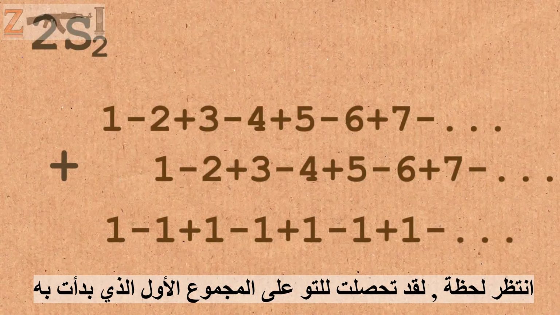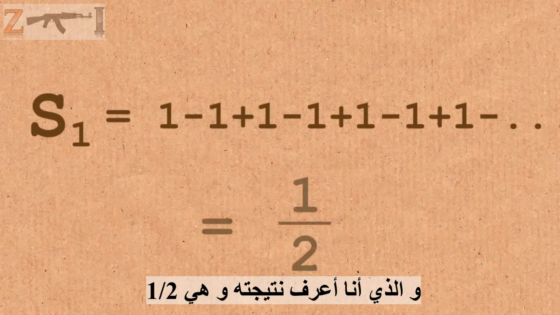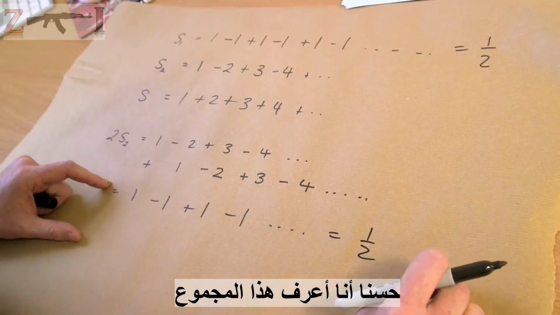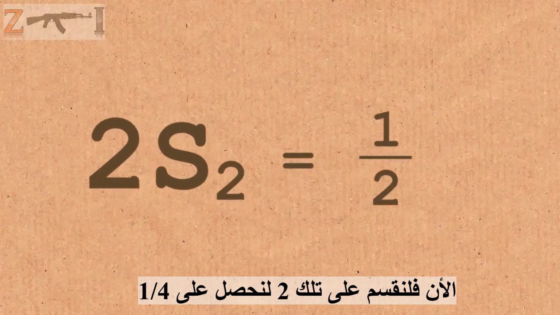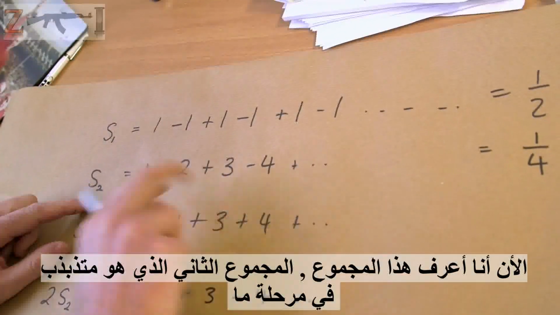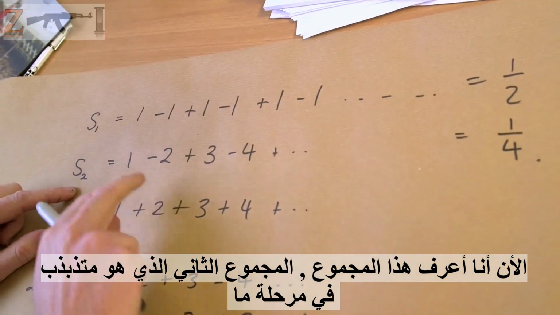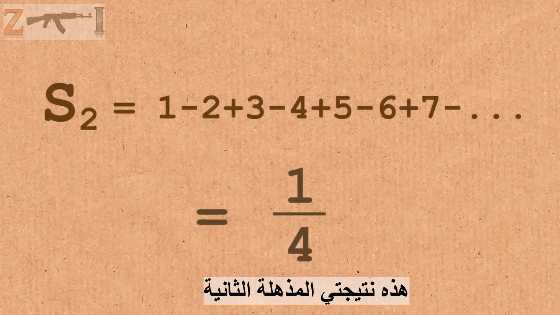So hang on a minute, I've just got back the sum that I started with, which I know the answer to. So half. Okay? So therefore I know this sum now, because I just divide through by this 2 and I get a quarter. So now I know that this second sum, where the signs alternate, is actually equal to a quarter. So this is my second remarkable result.